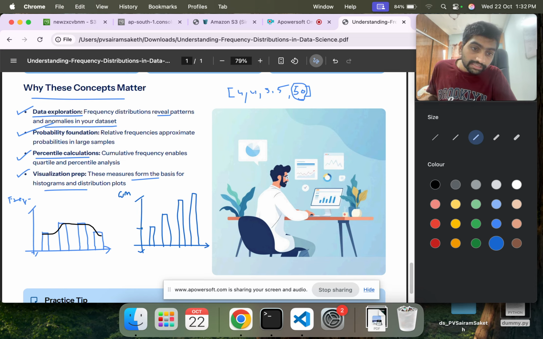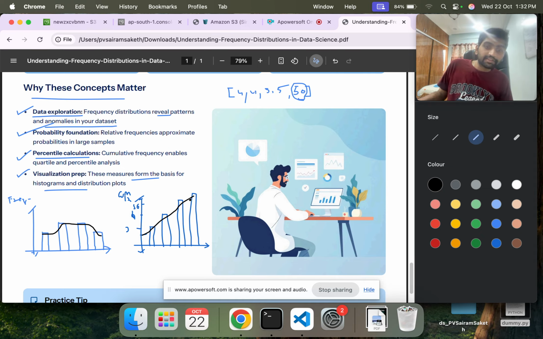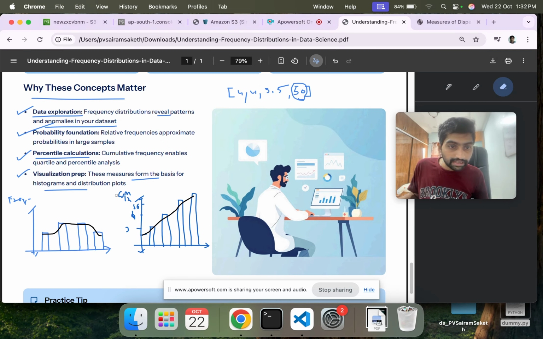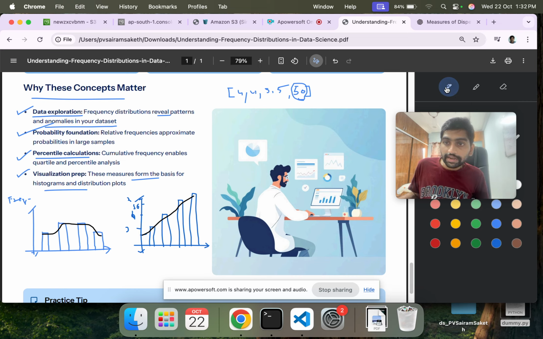The graph, let's say this is 2, 4, 6, 8, 10, 12. Now if you see the graph, this graph is always in increasing format. This is the graph of cumulative frequency. If I delete it, here I will write 12 and here I will write cumulative frequency graph. So this is the difference between frequency and cumulative frequency.